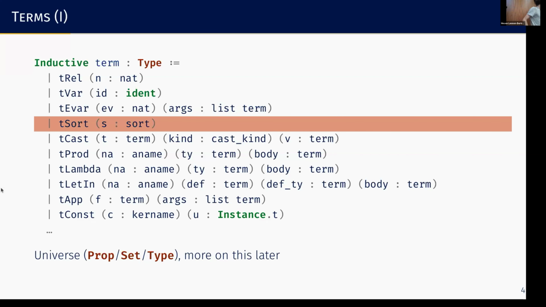This is for universes. I'm going to tell you a bit more about this later, but we have this type of sorts which represents all the kinds of things you can have in Type or Prop or Set. And they're all factored out into this one constructor.